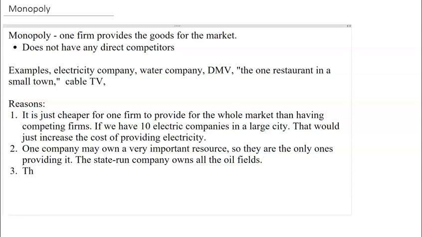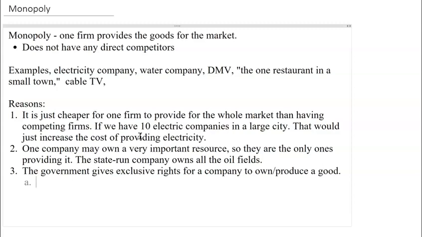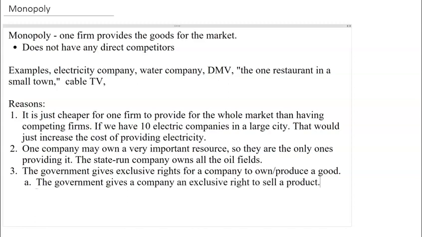It could also be that the government gives exclusive rights for a company to own or produce a good. With this, the government gives a company an exclusive right to sell a product. In America, in many states, you cannot buy alcohol from any store. There are only a few licensed stores where you can buy alcohol. The government gave those companies the exclusive right to sell that product. If someone else sells it, then that company may be prosecuted by the government.